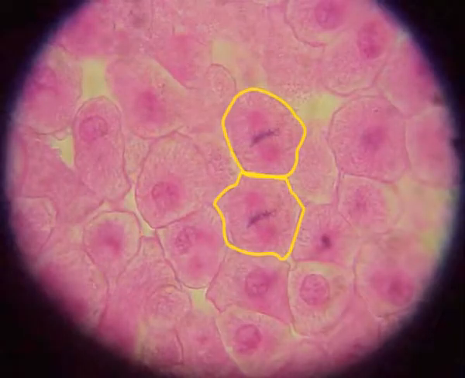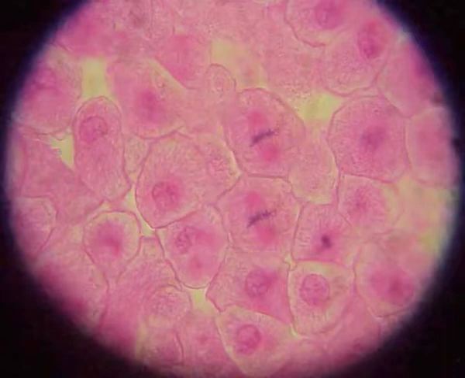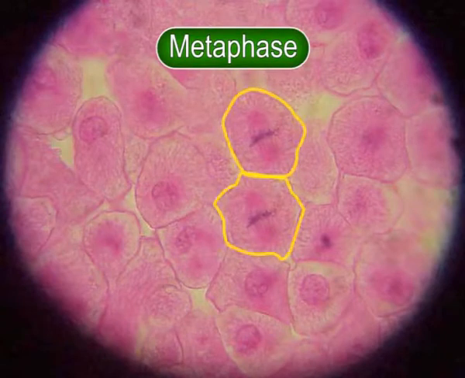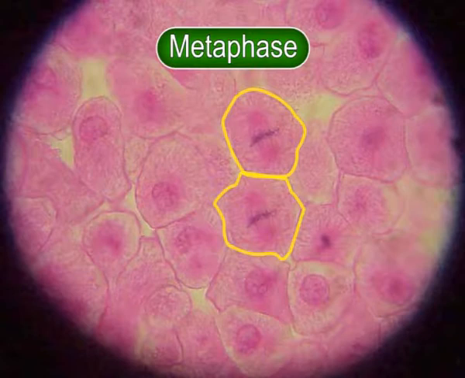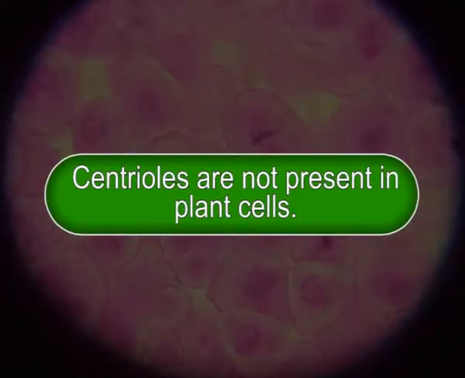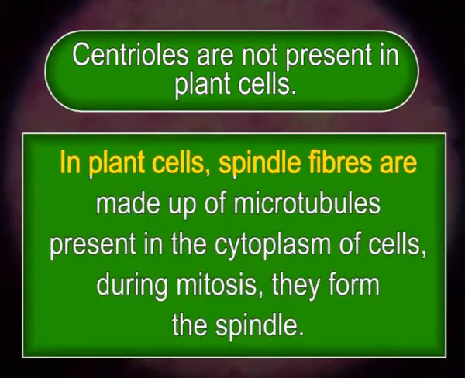Some cells are ahead in division. They have reached the next stage, that is metaphase. Spindle has developed in these cells. In animal cells, there are centrioles that pull on the spindle fibers towards the poles of the cell during metaphase. Please note that centrioles are not present in plant cells. In plant cells, spindle fibers are made up of microtubules present in the cytoplasm of cells. During mitosis, they form the spindle.